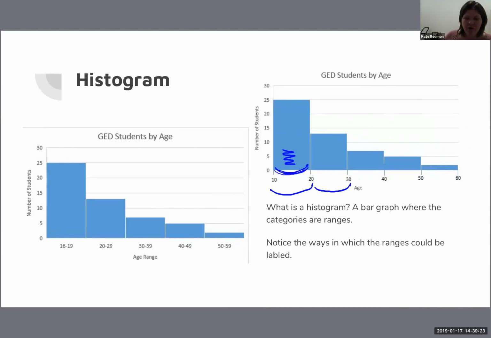The way I have it organized is, up until you're 19 and 364 days, you're going to fall in this category. But the second you roll over 20, you're going to be in the next category. This can be confusing because people expect the numbers to be right underneath. So basically, if the two numbers are on either side of your bar, they're actually talking about a range, 20 to 30, instead of just one single number.